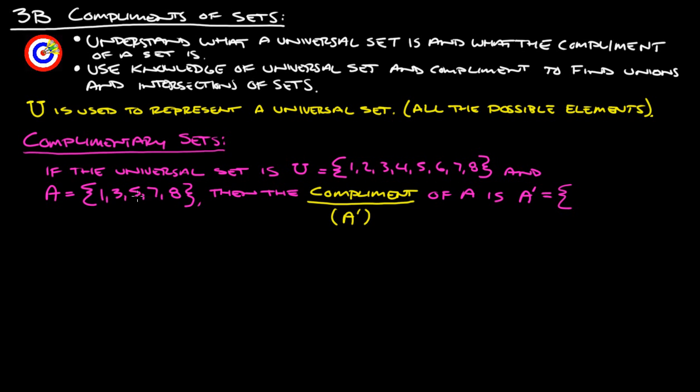So we would need to write down 2, 4, 6, right? Just 2, 4, and 6. So 2, 4, and 6 would be the complement of set A. And again, we write that A with our little apostrophe there. All right? So that's what complementary sets are. All right, so let's take a look at relationships of complementary sets.